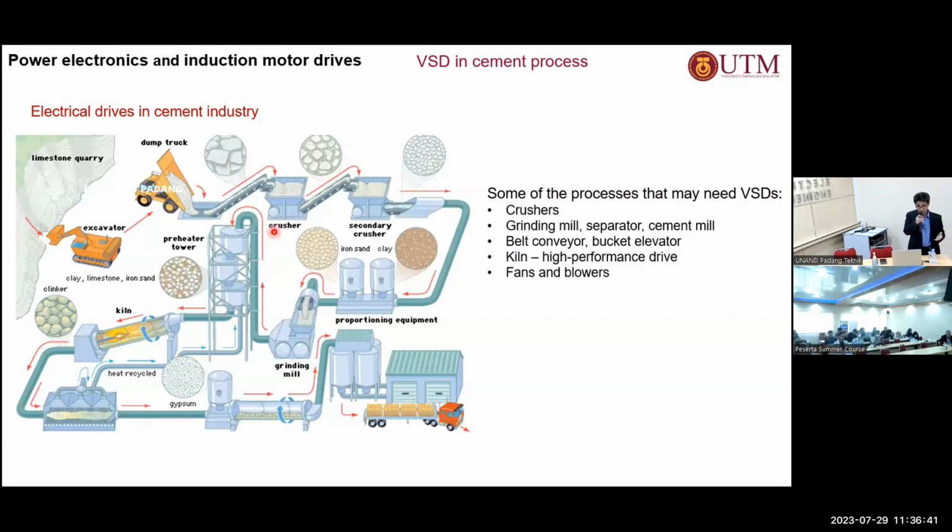If you require a variable speed in which you can control the process of what is going in, what is going out, then you can use the scalar control instead of a high performance control. You don't need a precise torque speed control there. All right, for crusher 1 and crusher 2, the power rating is around a few hundred kilowatts, for the crusher motors.